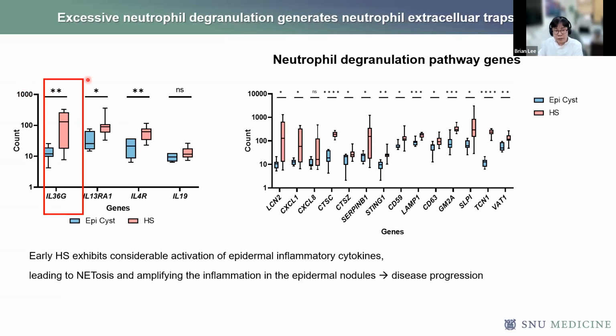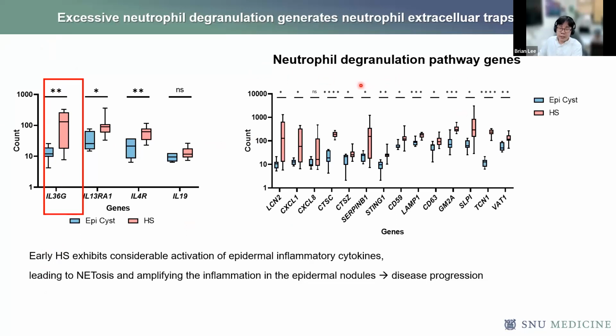IL-36G is known to cause neutrophil degranulation, generating neutrophil extracellular traps. This NETosis can then amplify the inflammatory response within the epidermal nodules, causing a positive feedback loop of increased inflammation, leading to disease progression. So we think that plays a very important role in early onset of HS and then later on as the disease progresses.